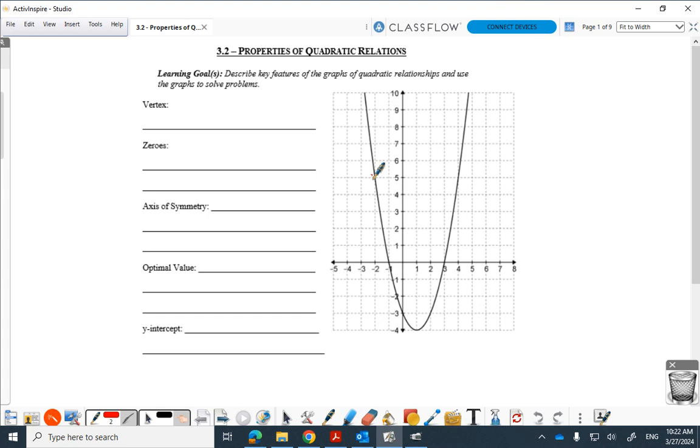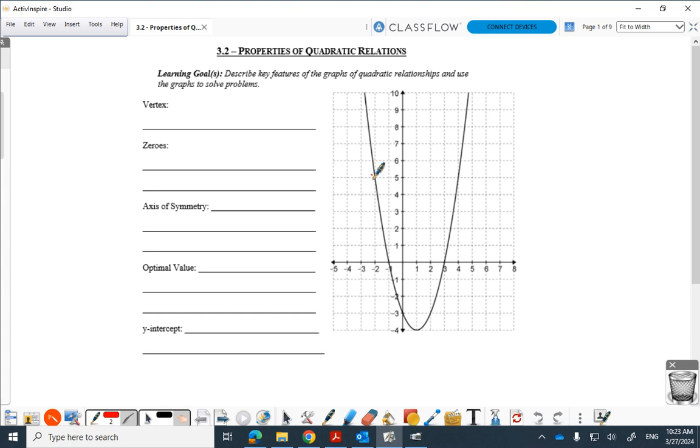So, properties of quadratic functions. Instead of being called graphs of quadratics, properties of quadratic functions is the name on here. And the learning goal is to describe key features of the graph of quadratic relationships and use the graphs to solve problems. Lots of questions coming. Where do the graphs come from? How do we build the graphs? Oh yeah, we've got a whole month to work our way through all those details. For now, the graph is given. There it is. There's a quadratic, they tell us.